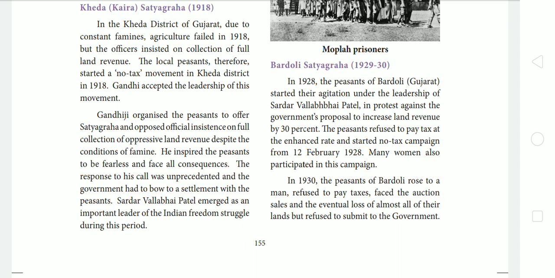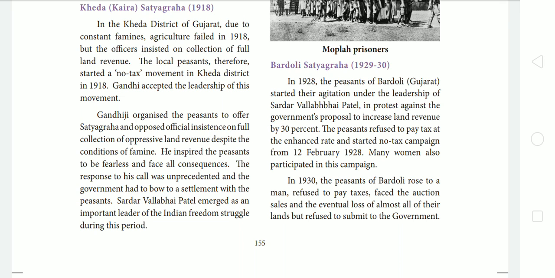Gandhiji organized the peasants to offer satyagraha and opposed the official insistence on full collection of oppressive land revenue despite the conditions of famine. He organized the movement in a satyagraha manner, and he was against the full collection of land revenue during the condition of famine. Then he inspired the peasants to be fearless and face all the consequences. The response to his call was unprecedented and the government had to bow to a settlement with the peasants. The government negotiated with the peasants.